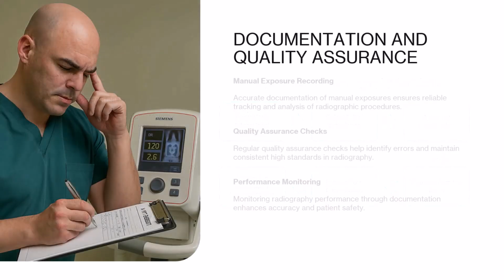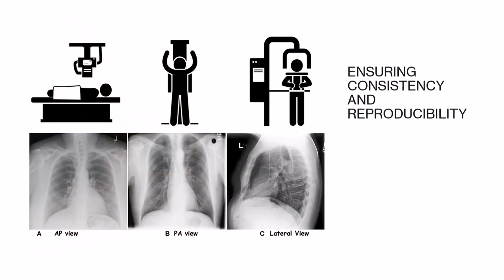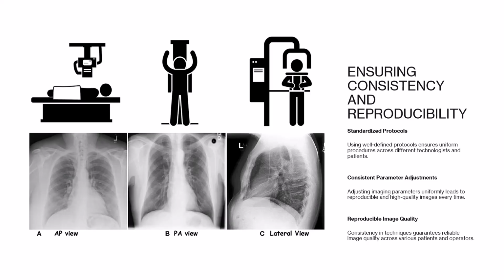Accurate recording of manual exposures and regular quality assurance checks are vital for monitoring performance, identifying errors, and maintaining high standards in radiography. Standardizing manual techniques through protocols and consistent parameter adjustments helps achieve reproducible image quality across patients and technologists.